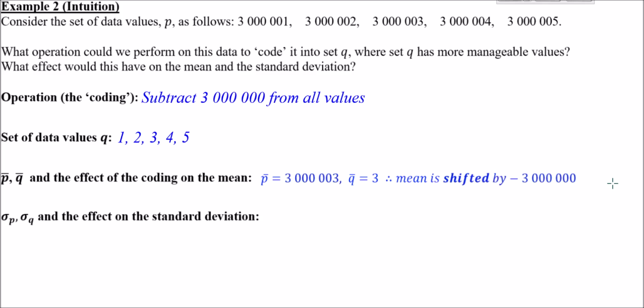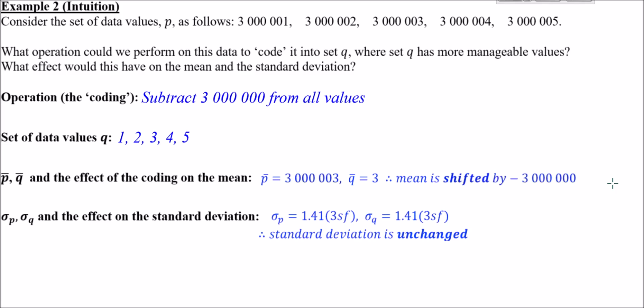But this is the main thing. What effect is going to happen on the standard deviation of P and the standard deviation of Q? So what effect does it have by performing this subtraction? Try that now on your calculator. Press play when you've tried it. Okay, this might seem weird, but the standard deviation is completely unchanged.